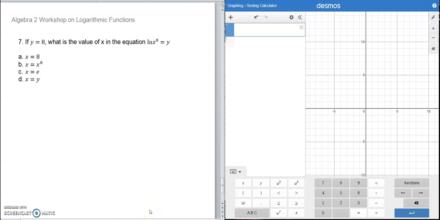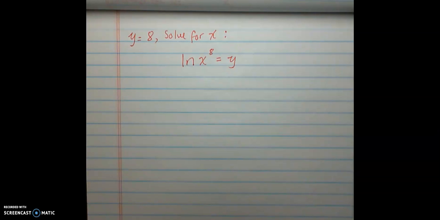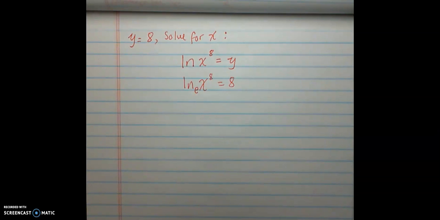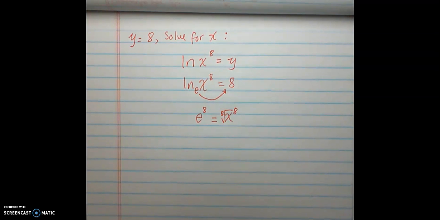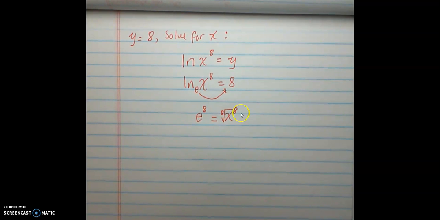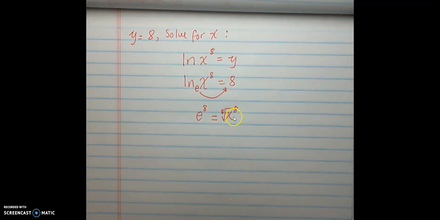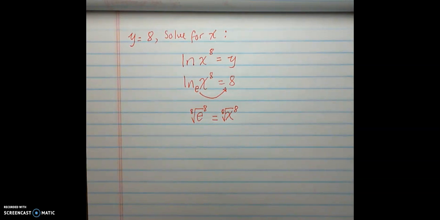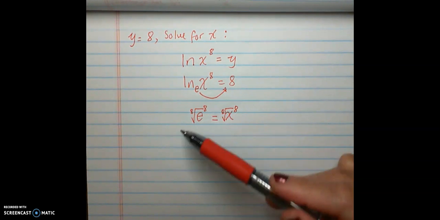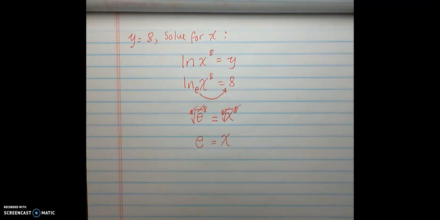Last and final example. If y equals 8, what's the value of x in the equation ln x to the 8 equals y? Let's go and solve this by hand. So we substitute 8 in place of y, and we emphasize that the base of ln is e, and then we're going to change this to exponential form. e to the 8 equals x to the 8. Now get the 8th root of x to the 8 in order to isolate your x. Whatever you do on this side, you do on the other side. This will now cancel out, and so your x is equal to e.